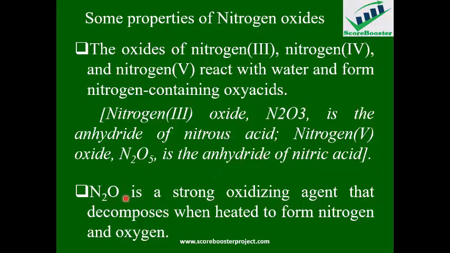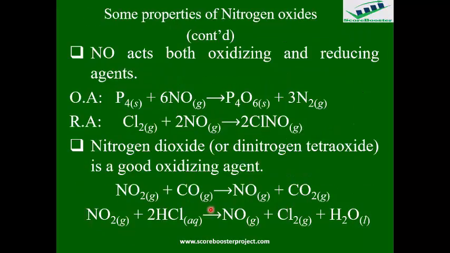So N2O, that is nitrogen(I) oxide now, is a strong oxidizing agent. It only decomposes when heated to form nitrogen and oxygen. Nitrogen oxide now, NO, that is when the oxidation number is 2. It can act as both an oxidizing and a reducing agent depending on the environment.